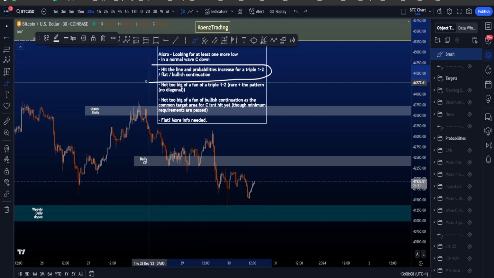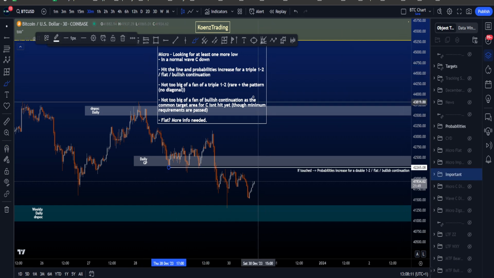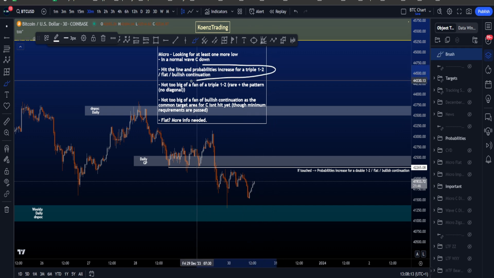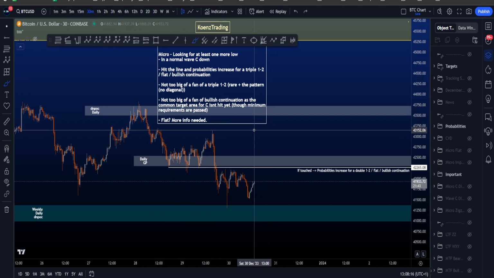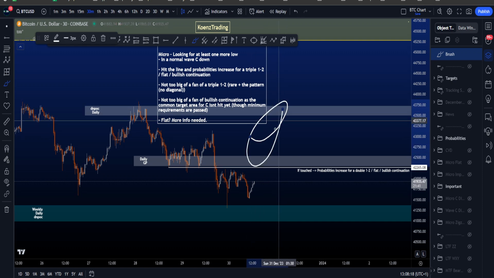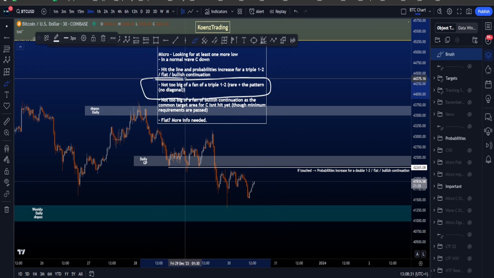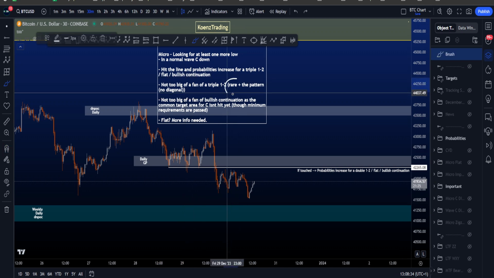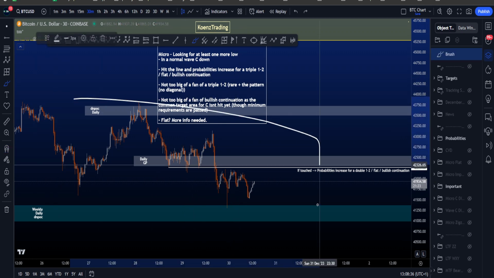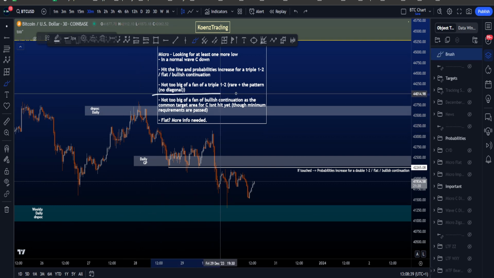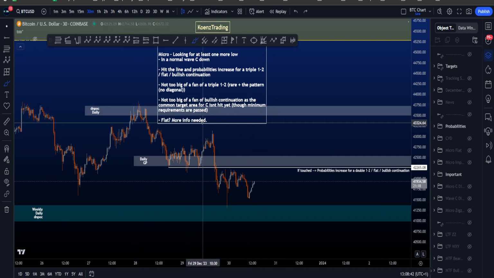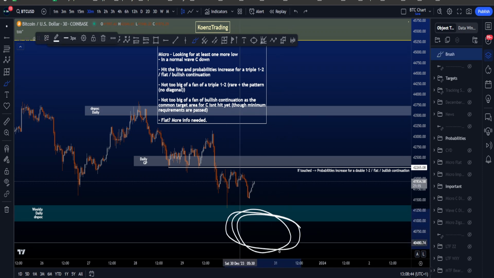If price hits the line, the important line over here, then the probabilities increase for a 1-1-1-2, a flat or bullish continuation. And that just depends on how price then moves towards the upside if we could get continuation, but it is not preferred at the moment to see continuation because of the wave C target area not being hit. So here I also wrote, not too big of a fan of the 1-1-1-2. It's quite a rare pattern, and also it's not the shape of a diagonal, which usually is preferred. Also not too big of a fan of bullish continuation, as the common target area for your wave C is not yet hit down here.